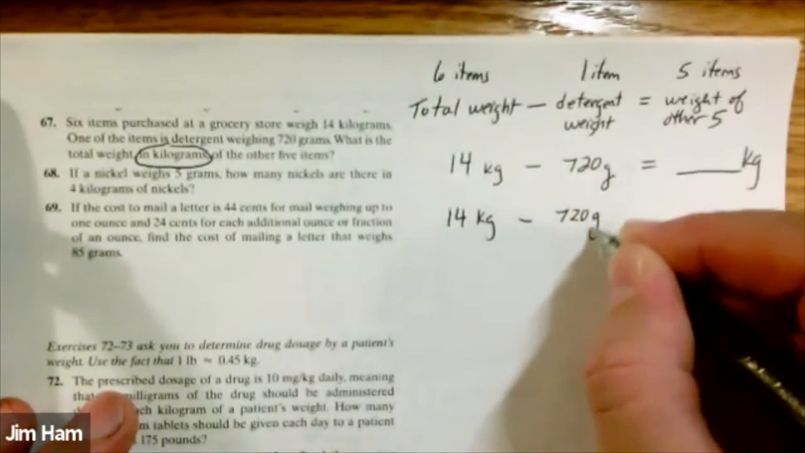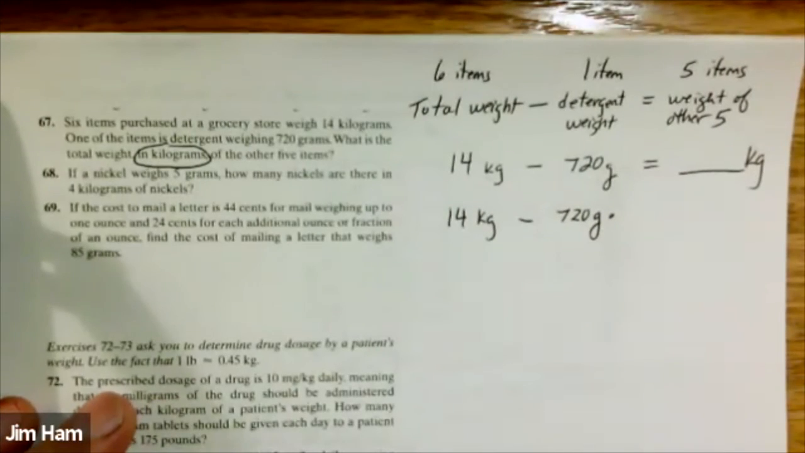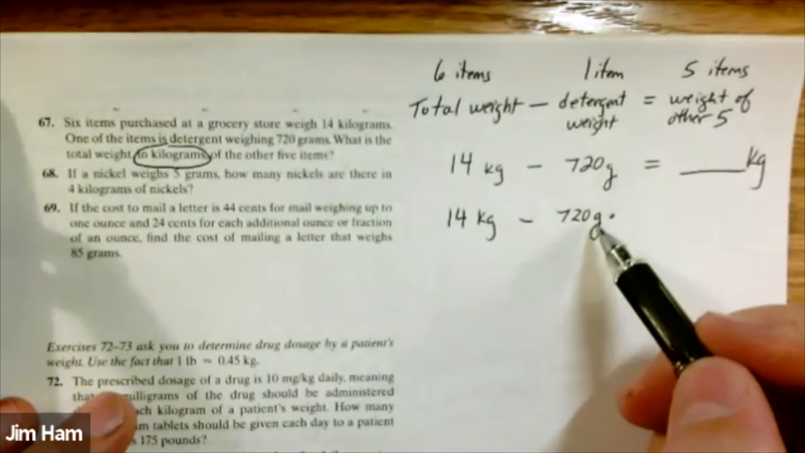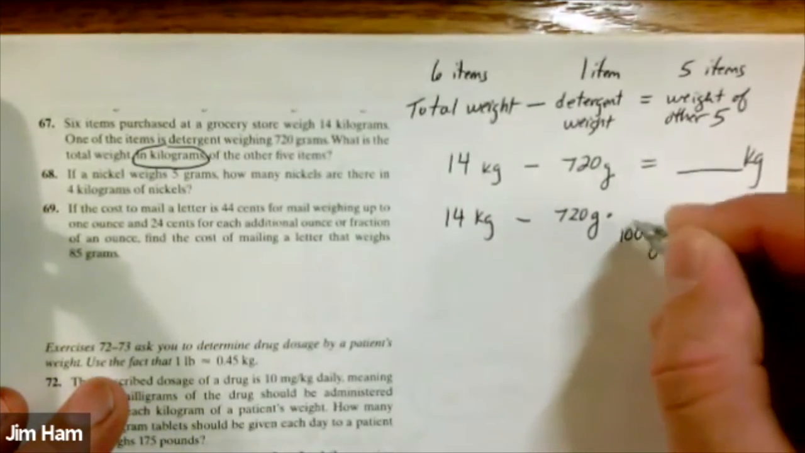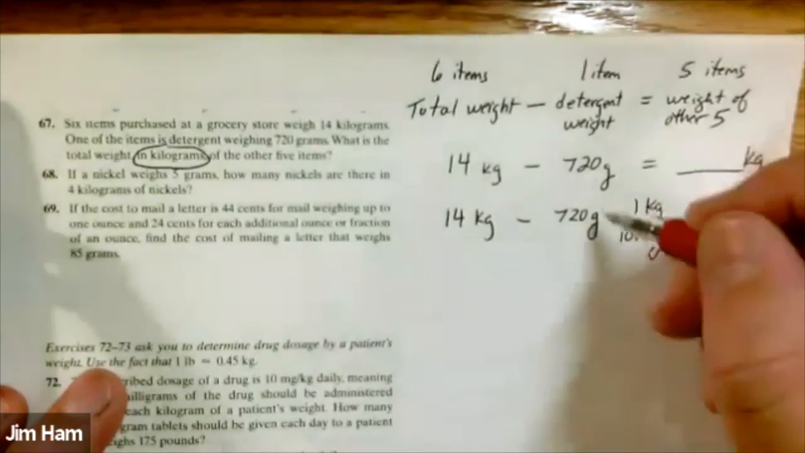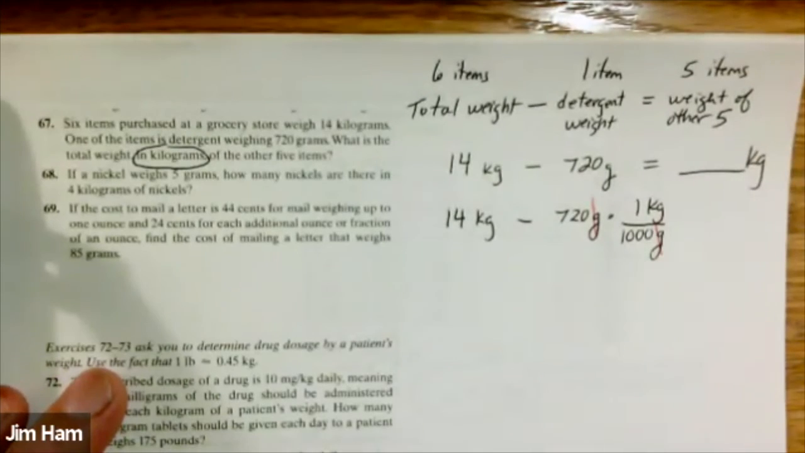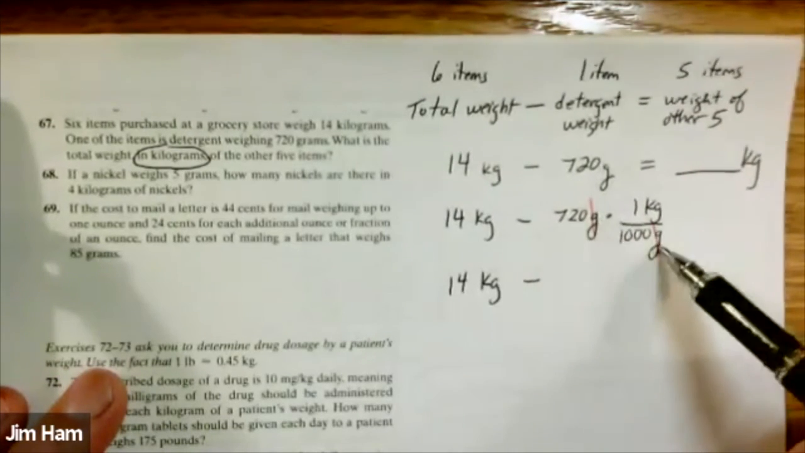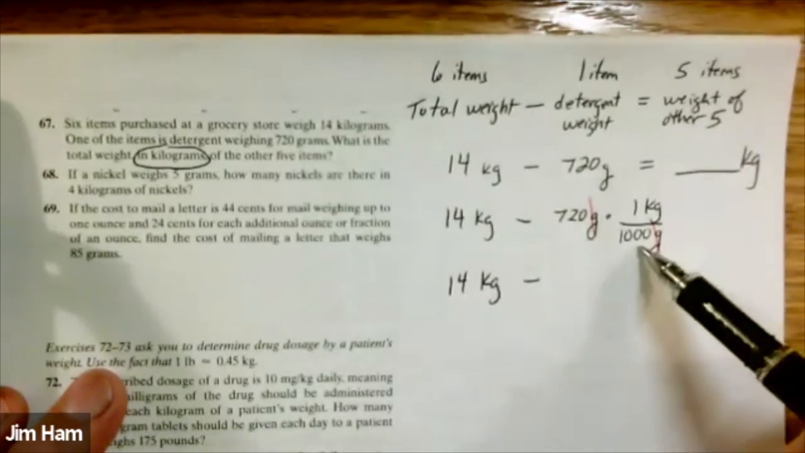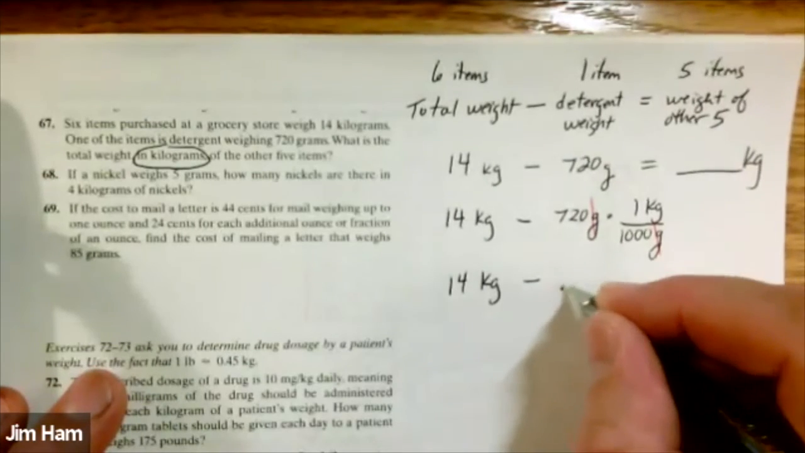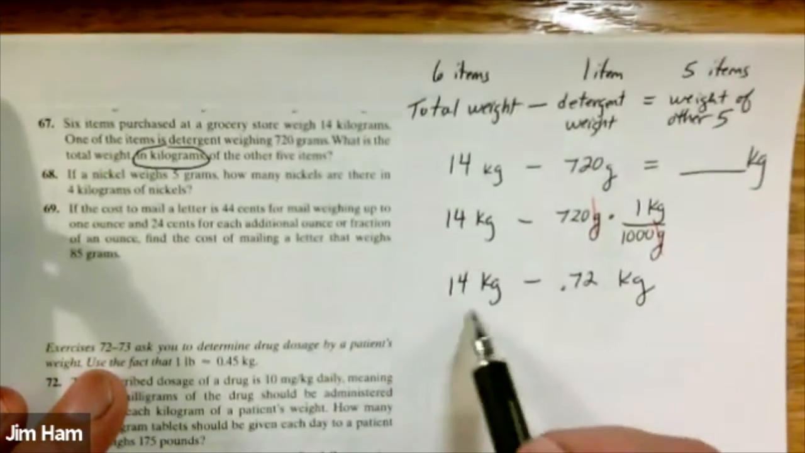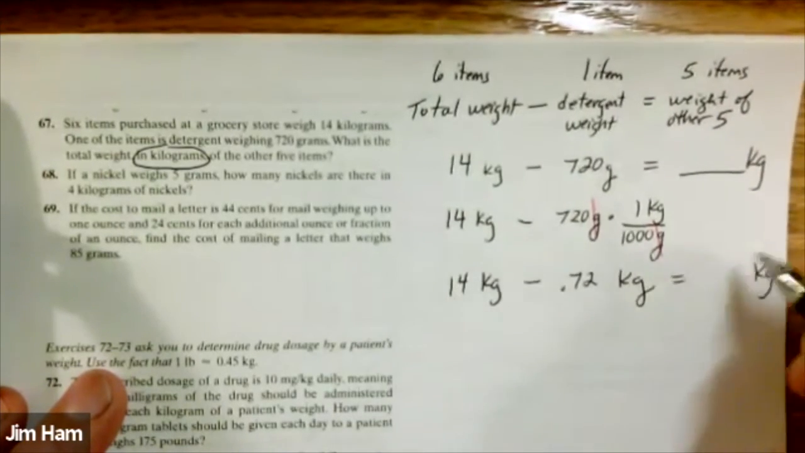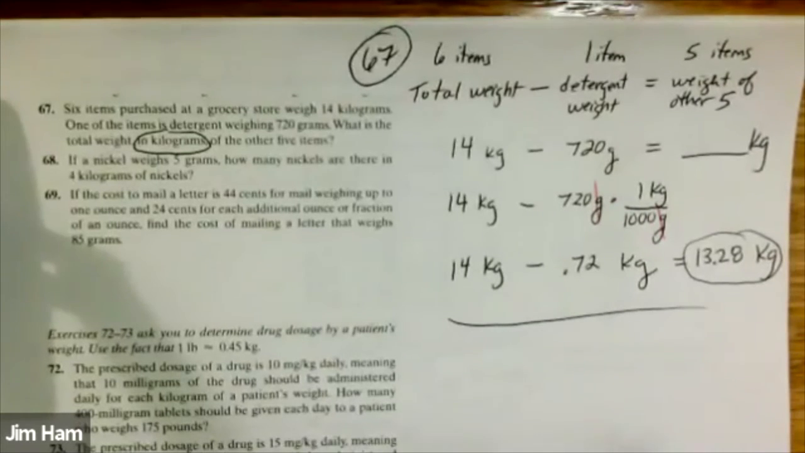So 720 grams. Grams is right in the middle, kilograms to the left, milligrams to the right. We're converting to kilograms. So there are 1,000 grams in 1 kilogram. So we're doing a unit analysis on just part of the problem. When you cancel the grams, you have 720 on top and 1,000 on the bottom. If you do that division, you get 0.720, or just 0.72. Now that these have the same units, we can subtract them, and that would be 13 point. All right, go ahead and try number 68.